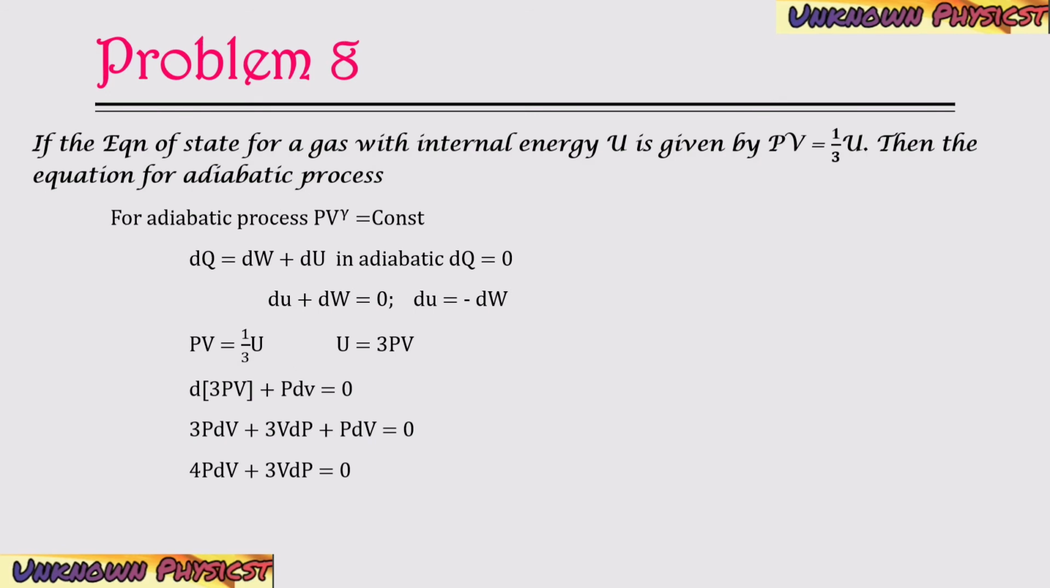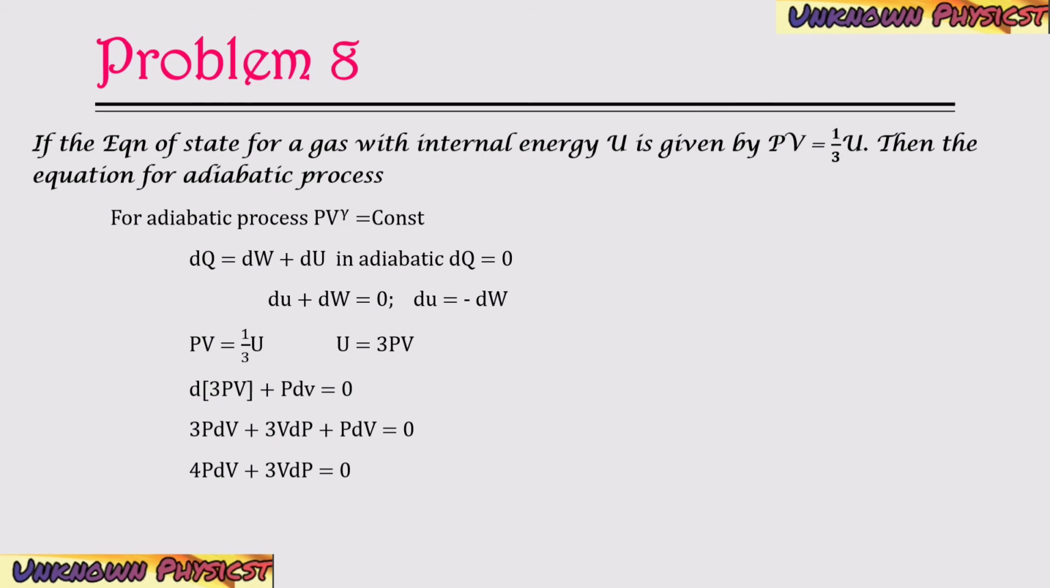Our next problem: if the equation of state for a gas with internal energy U is given as PV is equal to 1 by 3 U, then they are asking for the equation for an adiabatic process. For an adiabatic process dQ will be equal to 0, for an isochoric process dW will be 0, and for an isothermal process dU will be equal to 0. So dU is equal to minus dW.